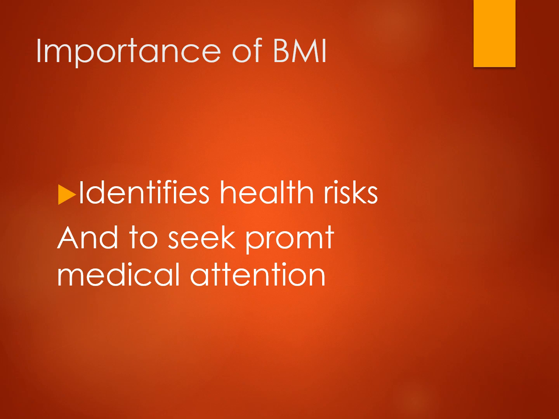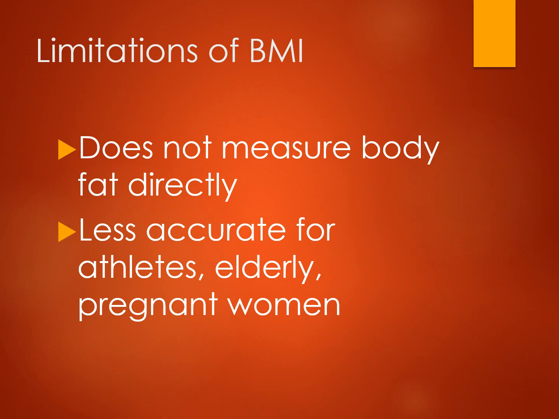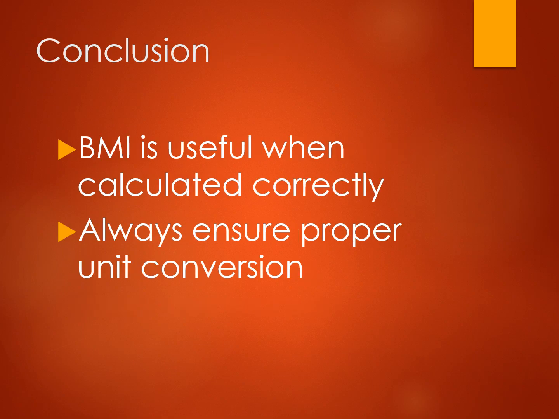So why is BMI important? To identify health risks and to seek prompt medical attention. When you are overweight or obese, it puts you at risk of particular health conditions, and when you are underweight, it also puts you at risk of particular health conditions. So let's look at a few limitations of BMI. One, it does not measure body fat directly, and two, it is less accurate for athletes, the elderly, and pregnant women. So in conclusion, BMI is useful when calculated correctly, and you have to always ensure proper unit conversion in order to get the right value.